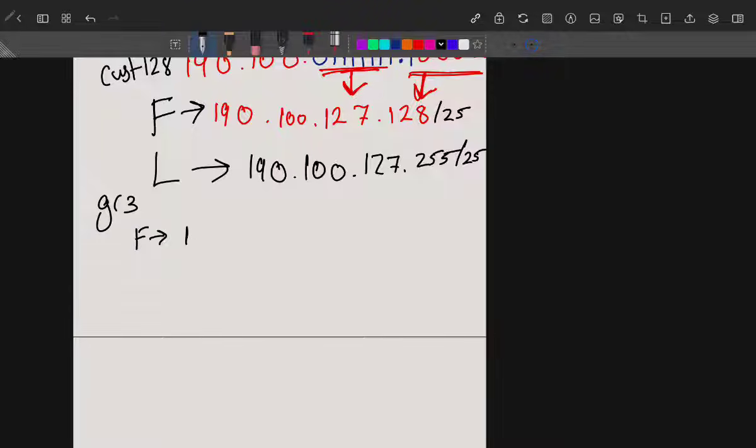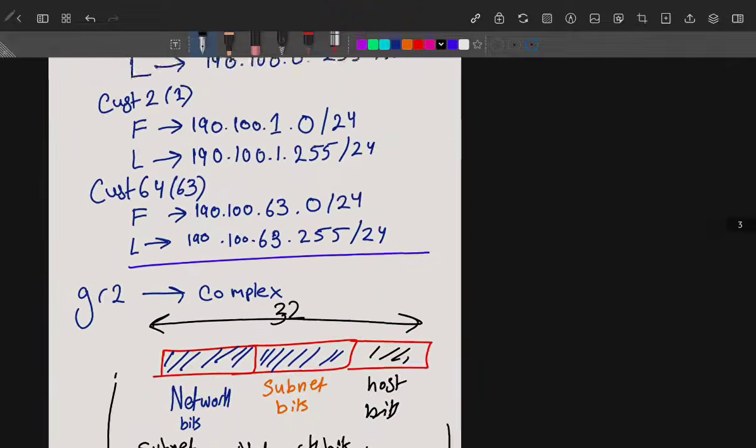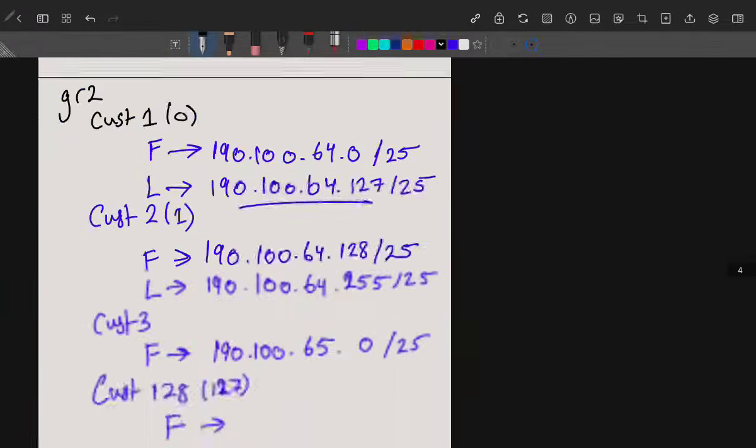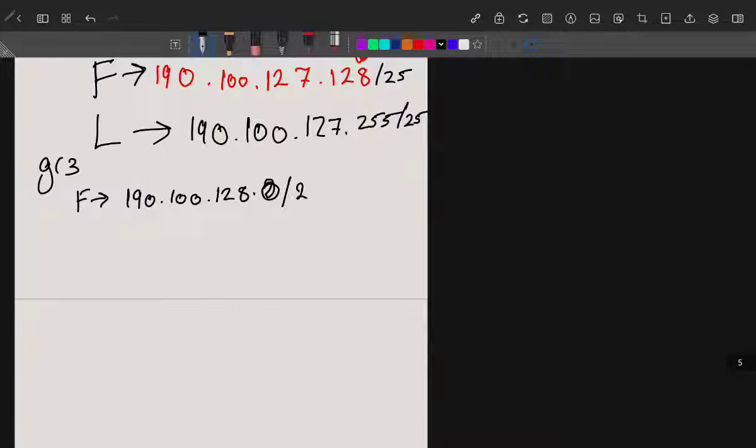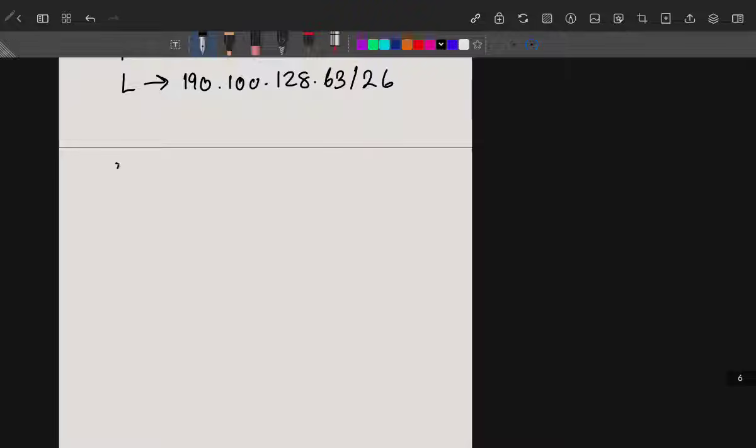Group 3 first address would be 128.0 with the subnet mask of 26. Now, this is customer 1. And how many customers do we have? We have, again, 128 customers, 190.100.128.63/26. Now let's go for customer 2.